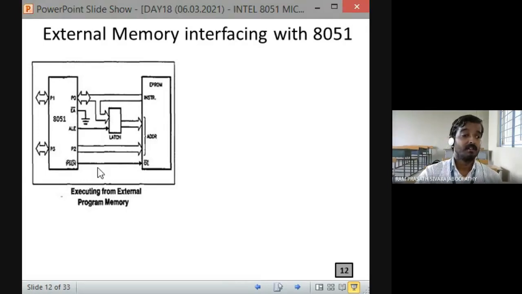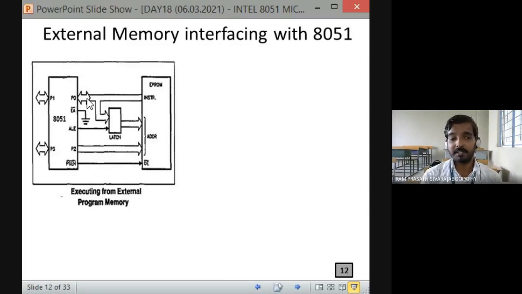Okay. Fine. So port 2 is used as a higher order address bus. What about port 0? Here in this diagram you can see port 0 is a multiplexed lower order address and data bus. Whenever you are interfacing the external memory, whether it is program memory or data memory, you have to use the port as an address and data bus. How is it organized? Like in the 8085 microprocessor, here also they have used the multiplexing concept. Port 2 carries higher order address, whereas port 0 carries address as well as data. It is time multiplexed, fine.